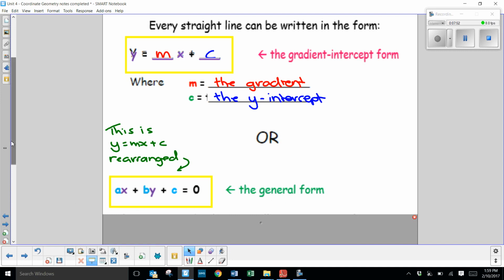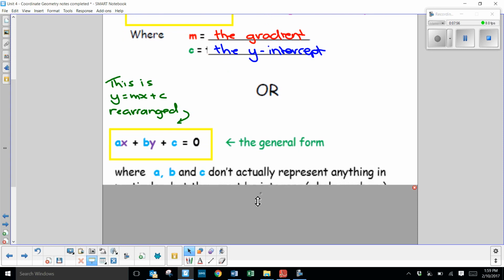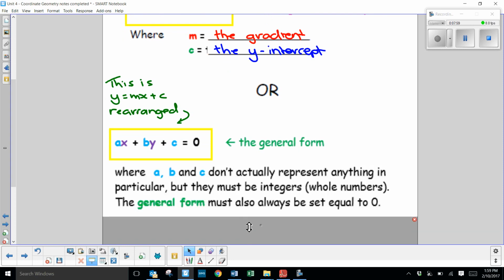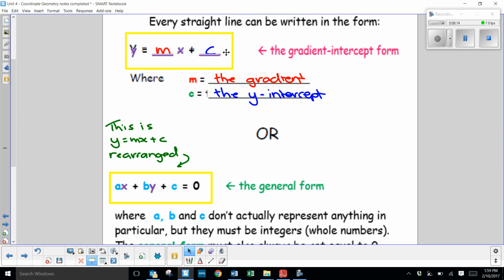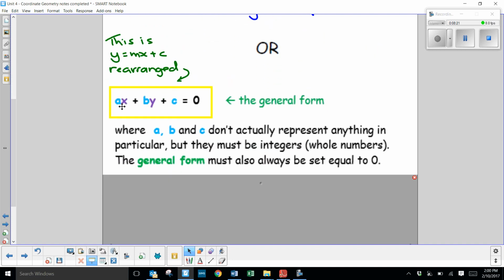So where a and b don't actually represent anything in particular, for example, not necessarily the gradient, the y-intercept or anything necessarily, but they must be integers. So in the general form, these must be whole numbers, positive or negative whole numbers. That's what integers are. Remember, y equals mx plus c, the gradient intercept form, you can have fractions here, that's fine. Fractions, decimals, no problem. In the general form, it's required that these a, b, and c are whole numbers. So the general form must always be also set equal to 0 because you've subtracted basically all the terms onto this side.